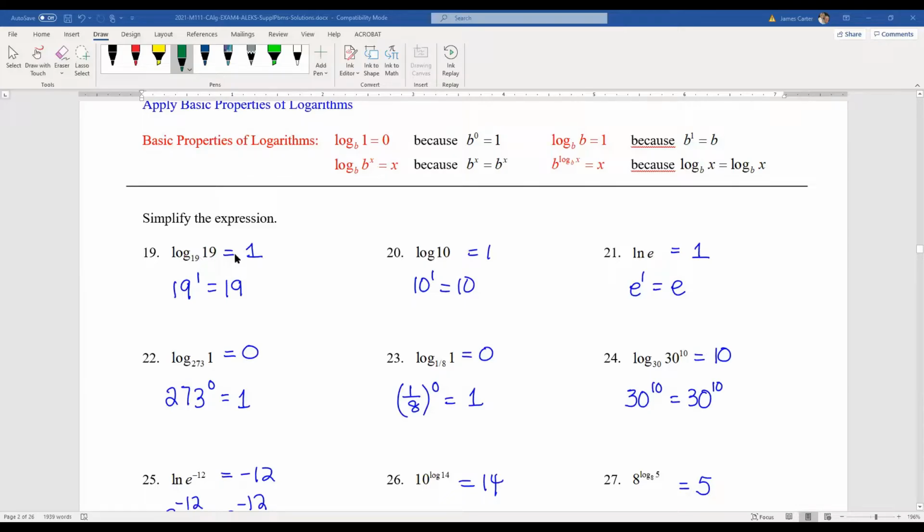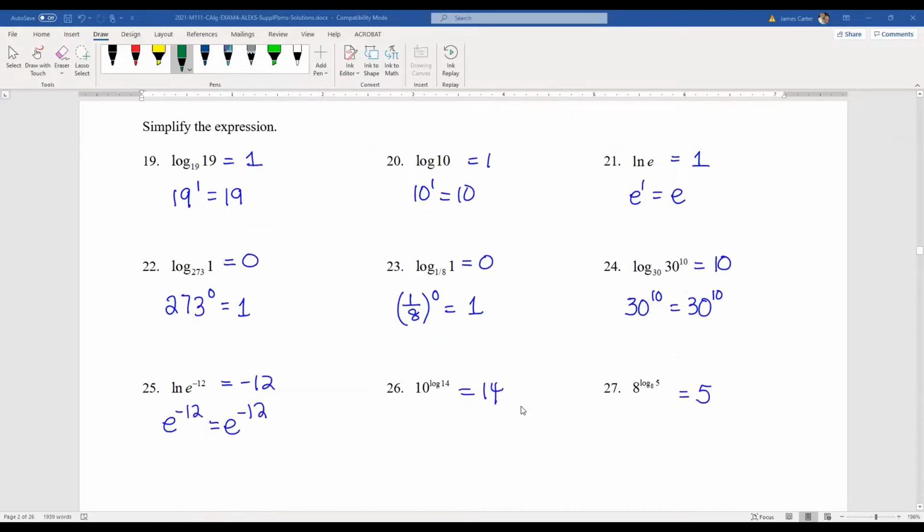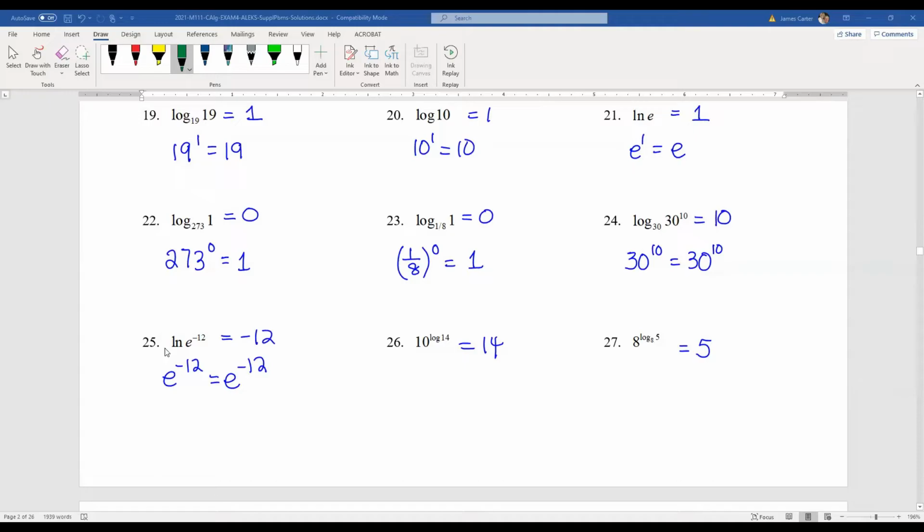Now, in these problems, log base 19 of 19 is 1. Log 10 of 10, there's a hidden base 10 there, is going to be 1. Natural log of E is the same thing as regular log base E of E, so it's 1. Any base of 1 equals 0 because any base to the 0 power equals 1. Again, any base of 1 equals 0. Any base of itself gives you 1. Here, you bring the 10 out front, and then you have 10 times 1, 10. Here, you bring the -12 out front, and then log base E of E gives you 1, so your answer is -12. This one, okay.